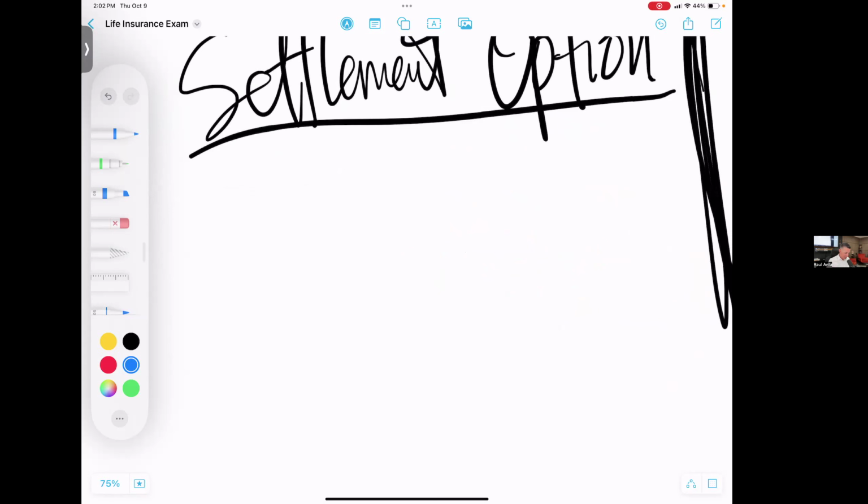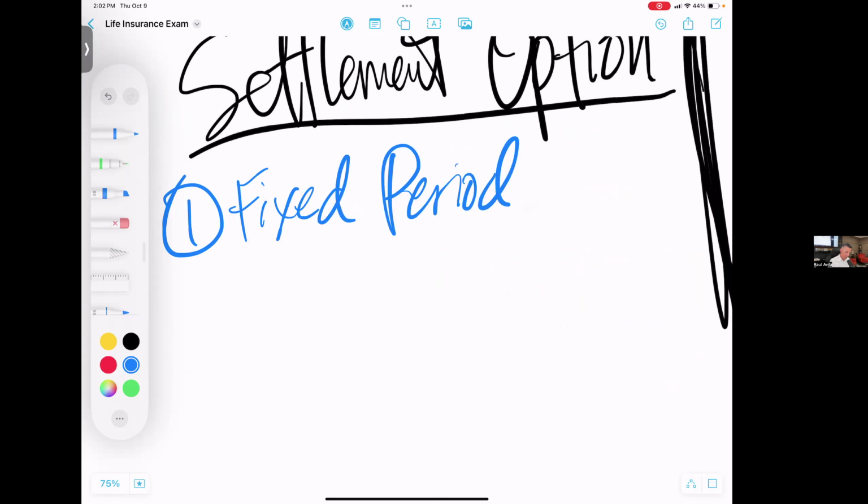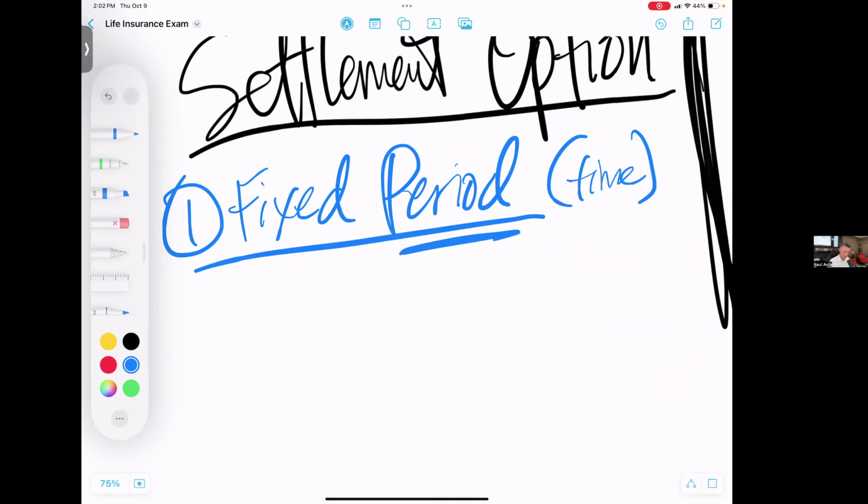Okay, let's look into this. There's settlement option fixed period. Okay, fixed period. Period means a time frame, right? So tell me how that one works.